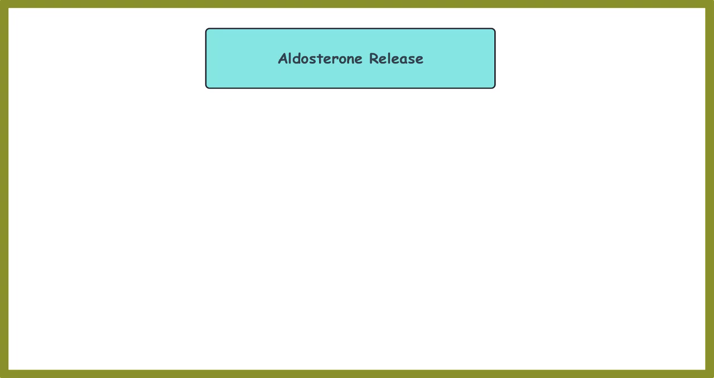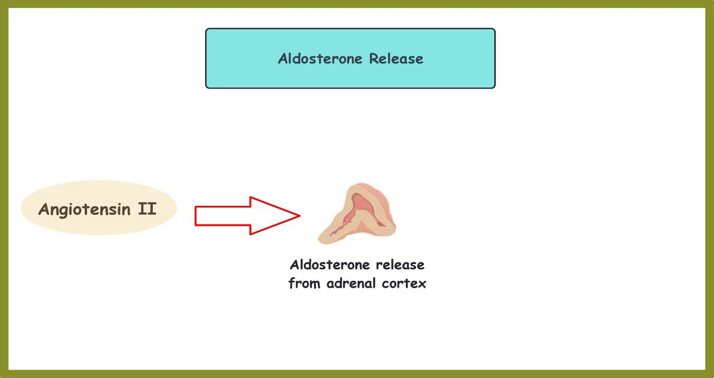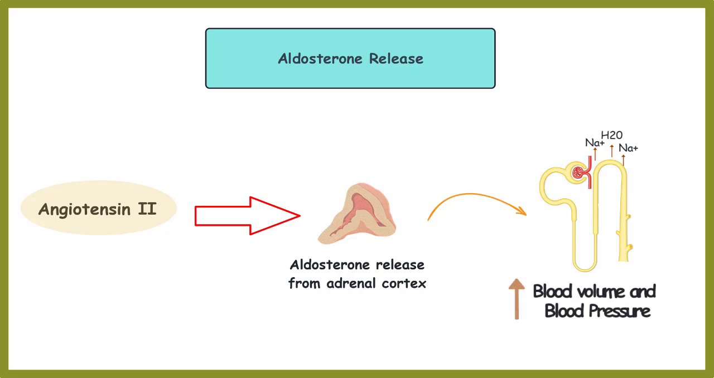Fourth one is aldosterone release. In addition to the release of vasopressin from the posterior pituitary gland, angiotensin II also causes aldosterone release from the adrenal cortex. Aldosterone acts on the distal renal tubule to reabsorb water and sodium, thereby increasing blood volume and blood pressure.